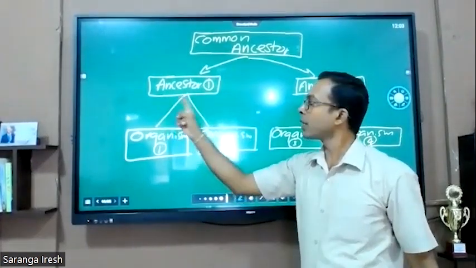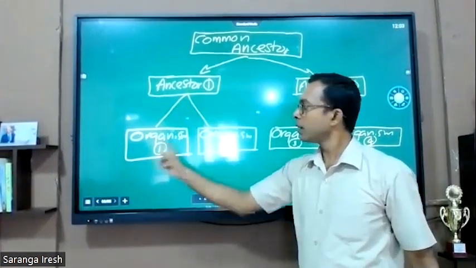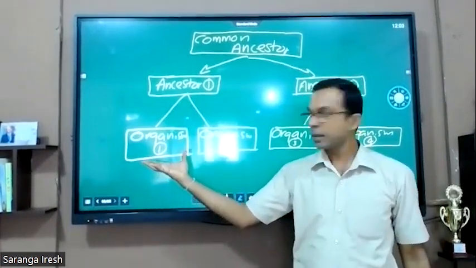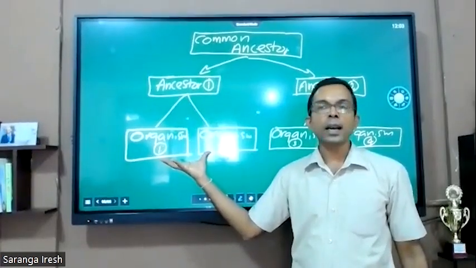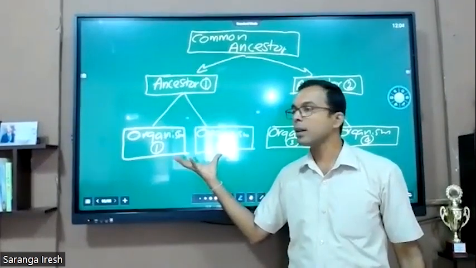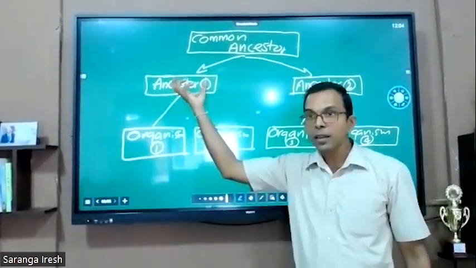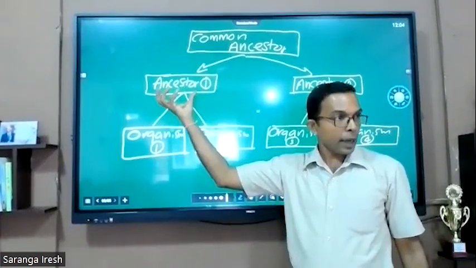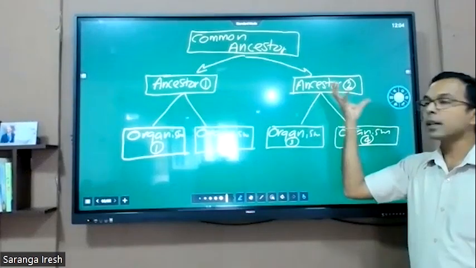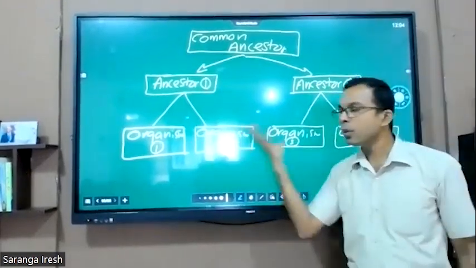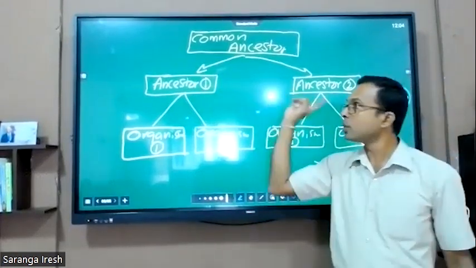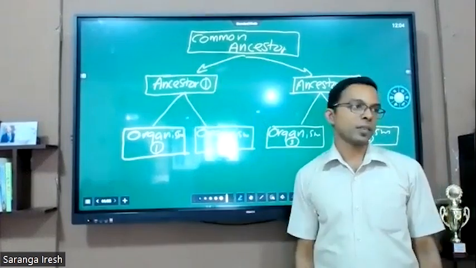From that specific organism, new organisms evolved. That means when you compare the DNA sequences of these two organisms, we can see some relationships. Those relationships provide information that these two had an ancestor. And when we compare these two, they also have another ancestor. But these four groups share some common characteristic features. It provides information that these groups are even from a common ancestor.